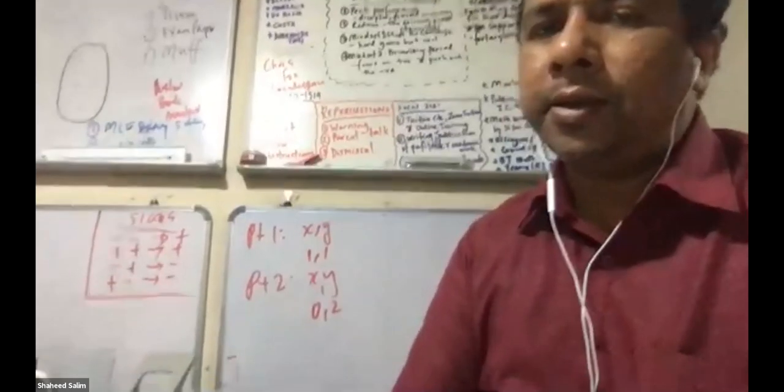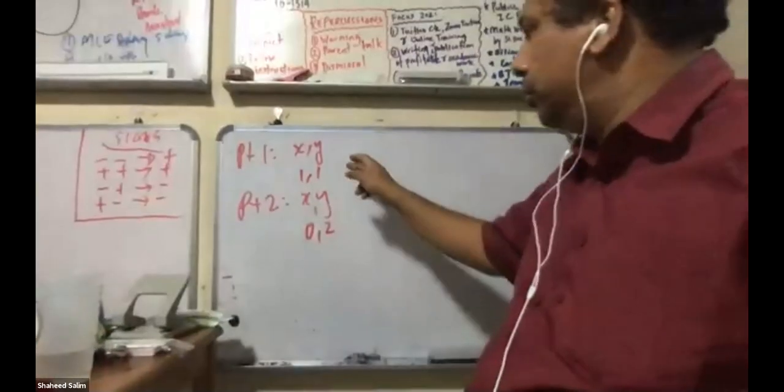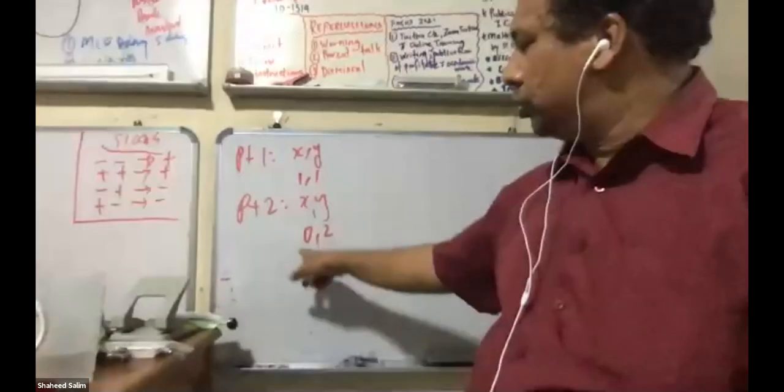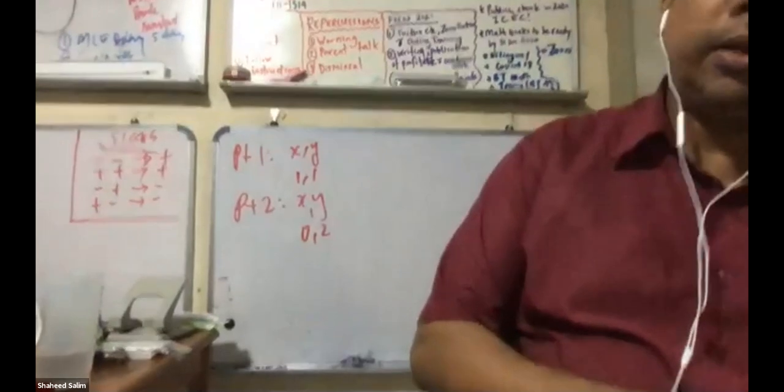I plotted the coordinates here. Can use this. Point 1 is 1, 1. Point 2 is 0, 2. Calculate the gradient.